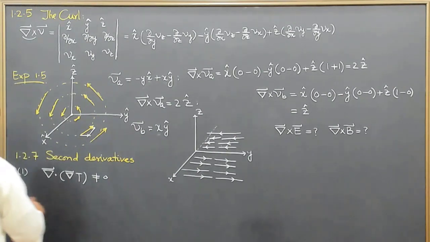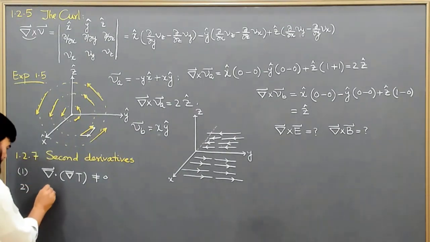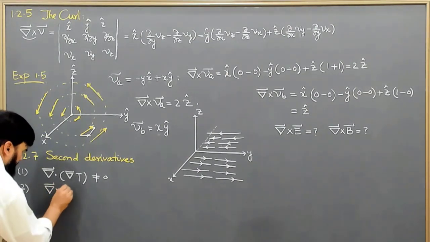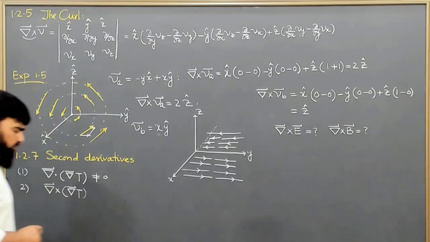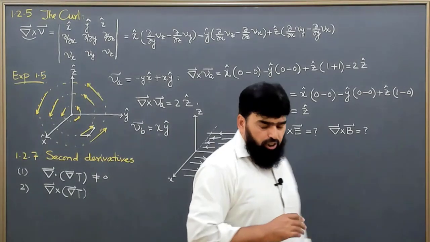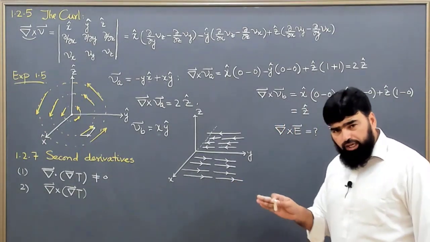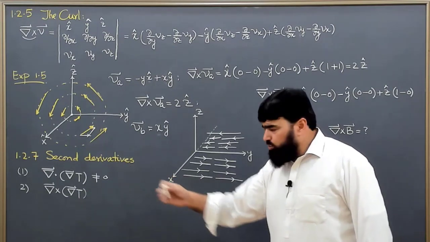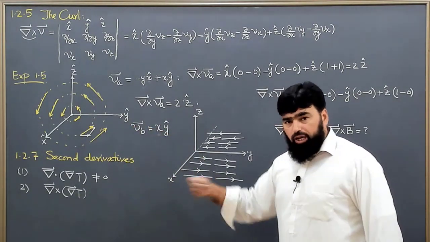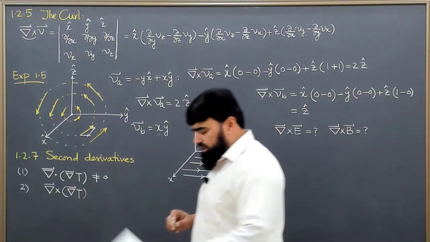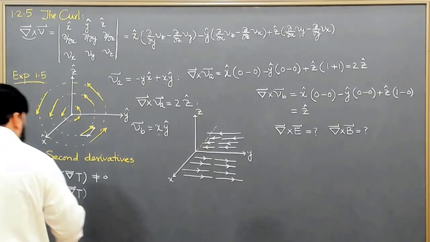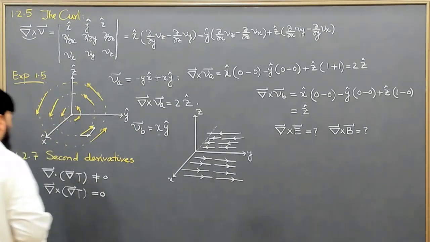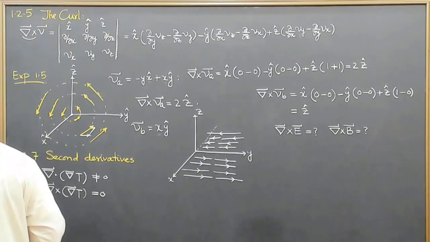And then the second is the curl of the gradient. Now you think that the gradient is something which is a directional change. So it will be a change in a certain direction, meaning it is going one way. It will never curl. It will diverge, but it will never curl. And that's the reason that the curl of the gradient will always be equal to 0.